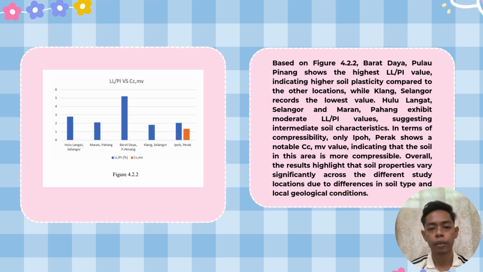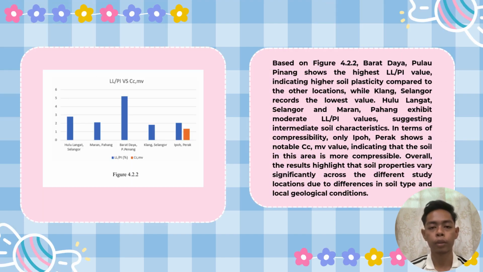Okay, based on figure 4.2.2, Barat Daya, Pulau Pinang has the highest LL and PI value, which shows the highest soil plasticity. Klang, Selangor has the lowest value, while Hulu Langat and Maran show moderate plasticity. Only Ipoh, Perak shows clear Cc and mv values, which indicates the soil is more compressible. Overall, soil properties are different at each location.